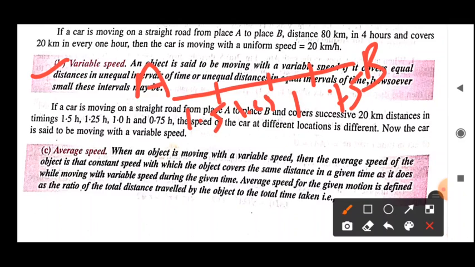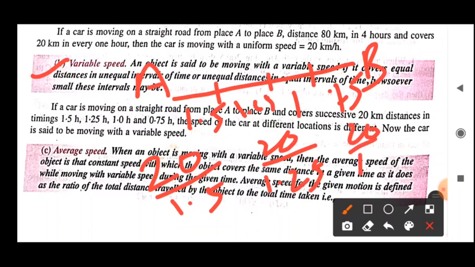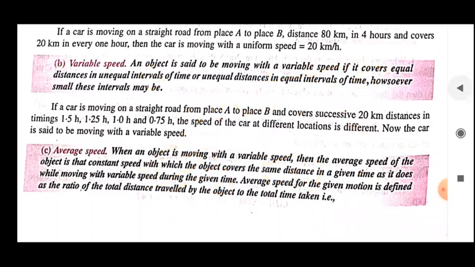So if you calculate the speed here by the formula, 20 upon 1.5, then for the second one 20 upon 1.25, again 20 upon 1 and 20 upon 0.75, you will find the speeds are different at every portion, for every interval. So that's why you can see the speed is changing. So the changing speed is called the variable speed.